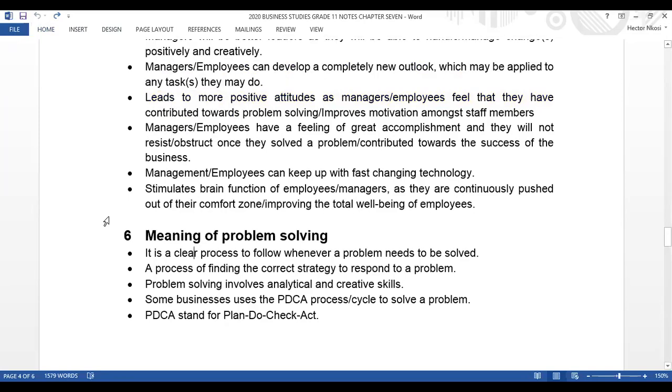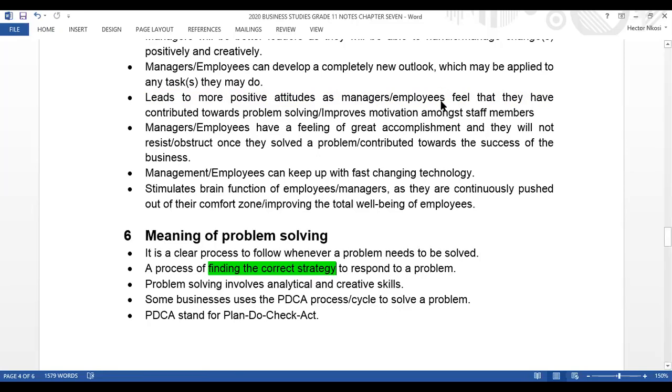It is a clear process to follow whenever a problem needs to be solved. Does it make sense? Also, a process of finding the correct strategy, to respond to a problem. Problem solving involves analytical and creative skills, right? That's where we explained yesterday that when we speak about your analytical and your creative skills, analytical is more of your data and stuff, whereas your creative skills is when you have to think deep, and that's where your creative thinking comes in.